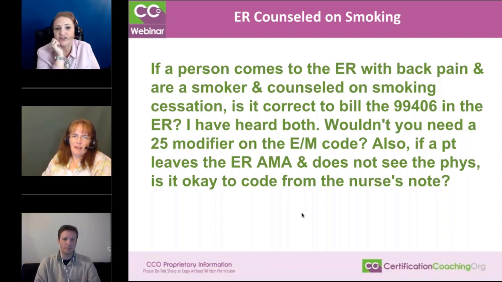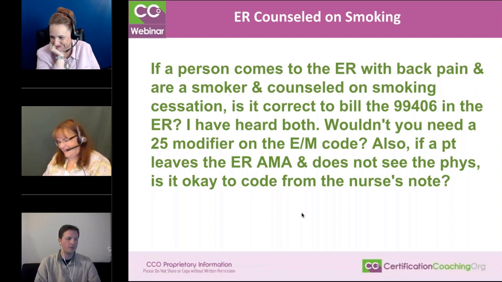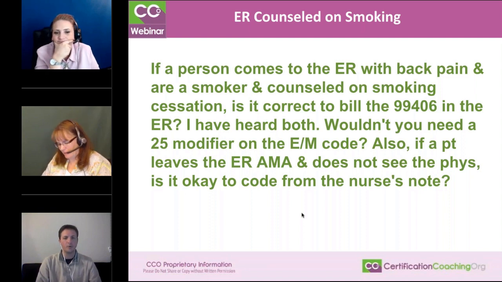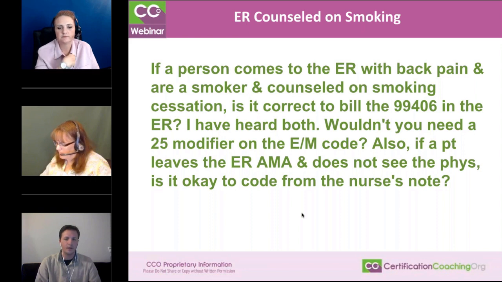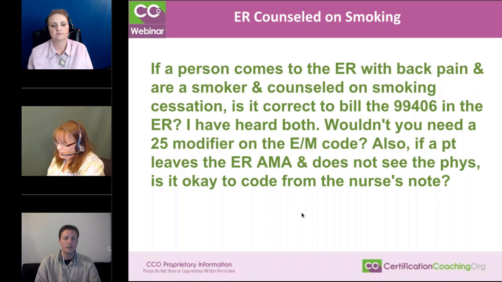Well, the important thing with that particular code, it has to be greater than 3 minutes and up to 10 minutes. So I think it's important that you really have to document that time, just like any time-based codes, anesthesia or anything else. So that's important that if you need to provide education with providers and other clinicians that assist in the emergency room, you will need to do so.